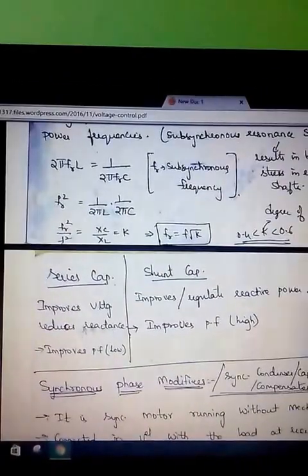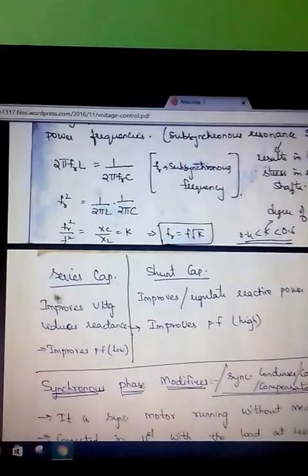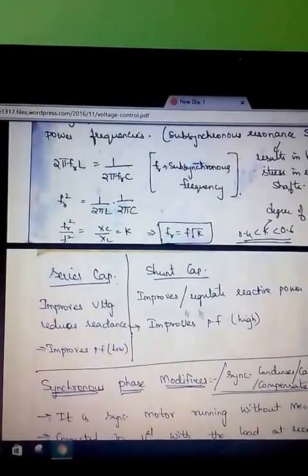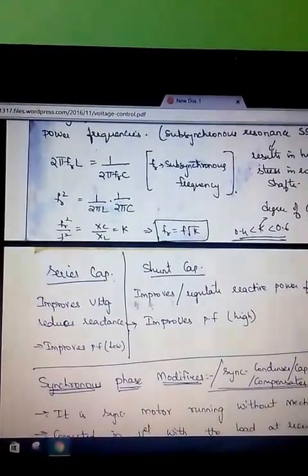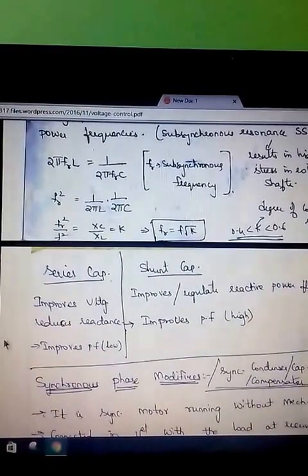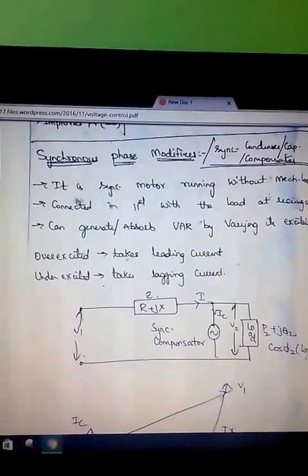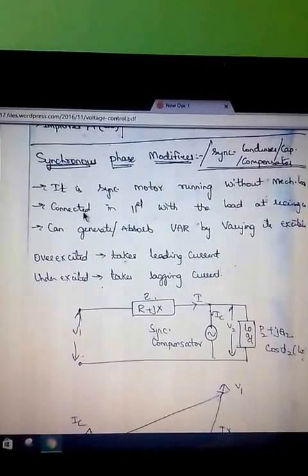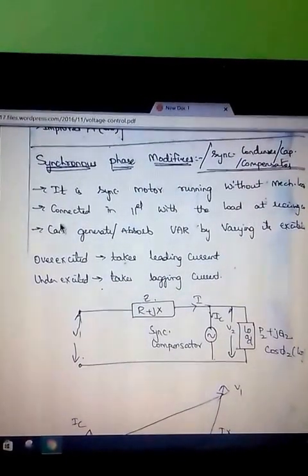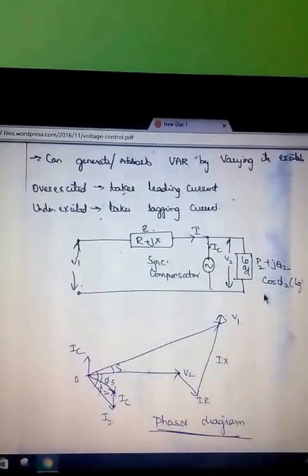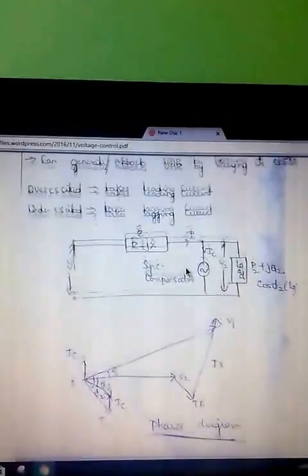If you see the comparison between series capacitors and shunt capacitors, series will improve the voltage, while shunt will improve the reactive power control and power factor. Next is the synchronous condenser. It is a synchronous motor running without a mechanical load, connected in parallel with the load at receiving end stations. This is my line, this is my load, and this is my synchronous condenser.